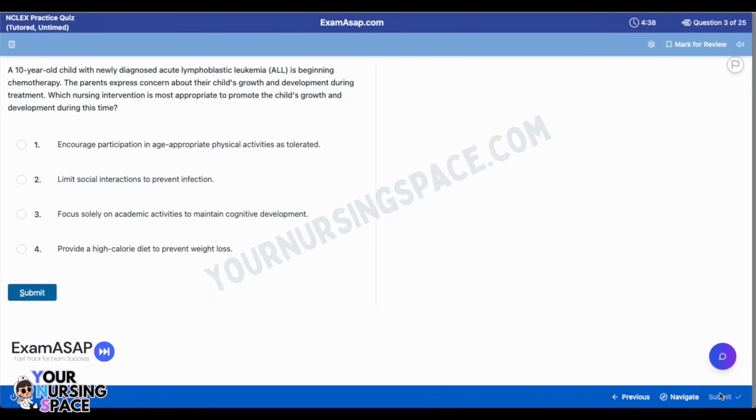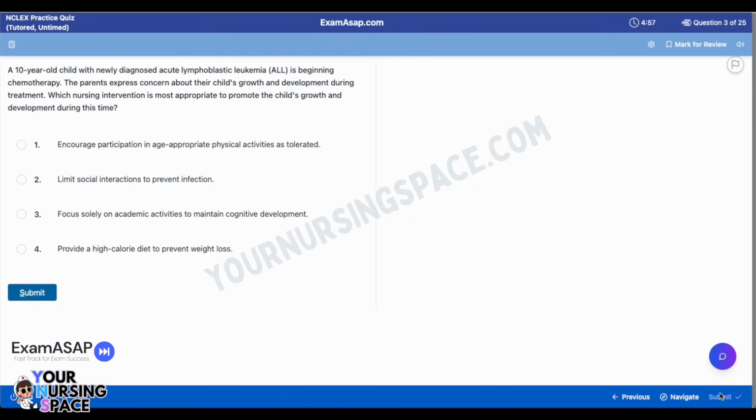A 10-year-old child with newly diagnosed acute lymphoblastic leukemia, ALL, is beginning chemotherapy. The parents express concern about their child's growth and development during treatment. Which nursing intervention is most appropriate to promote the child's growth and development during this time?